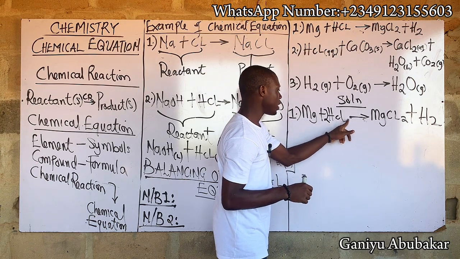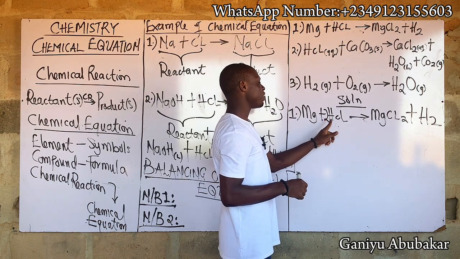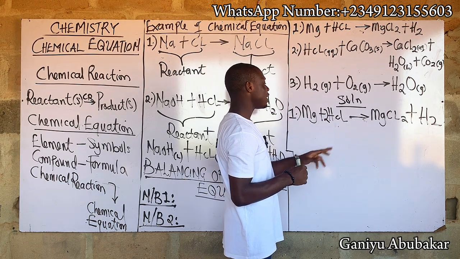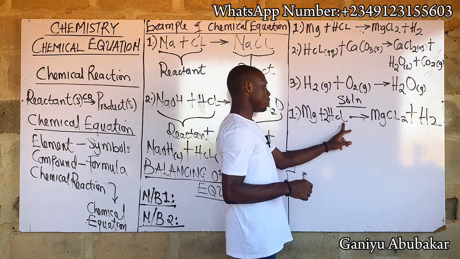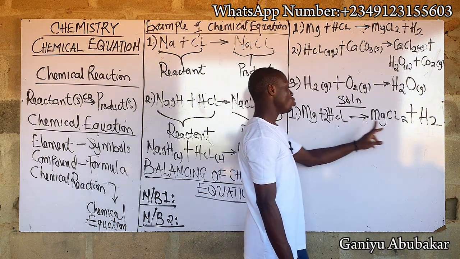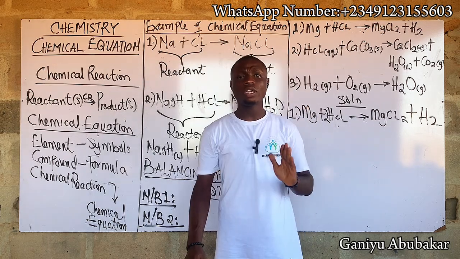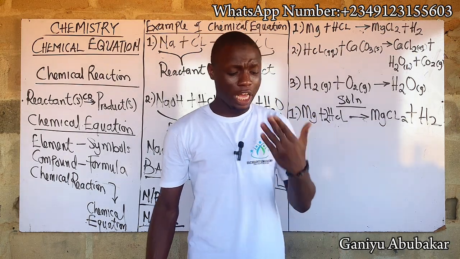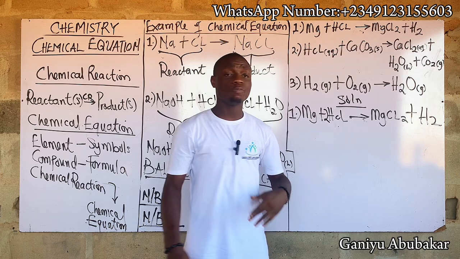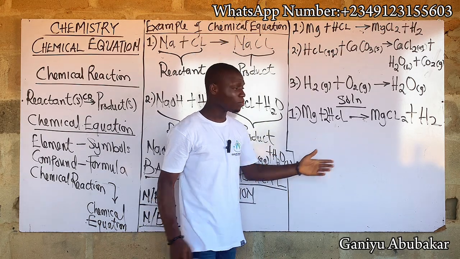Chlorine is 2 here. There's an invisible 1 here. 1 times 2 is 2 chlorine. So this 2 will affect hydrogen and chlorine at the same time. So chlorine is 2 here, balanced. Hydrogen is 2, balanced. Magnesium is 1, balanced. So equation 1 has been balanced. The chemical equation at number 1 is said to be balanced.